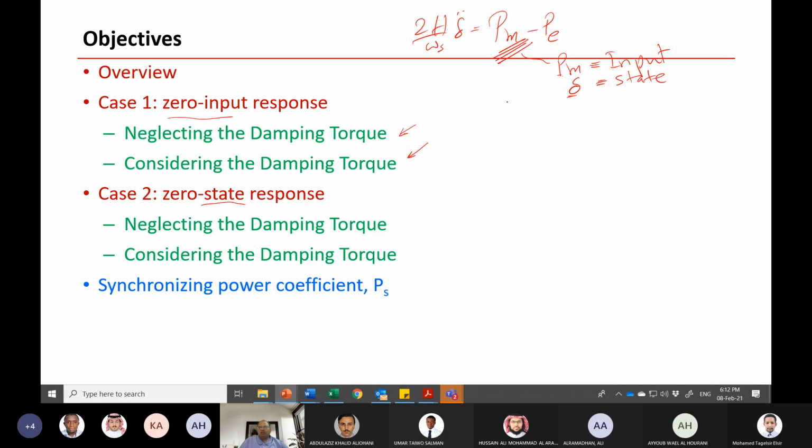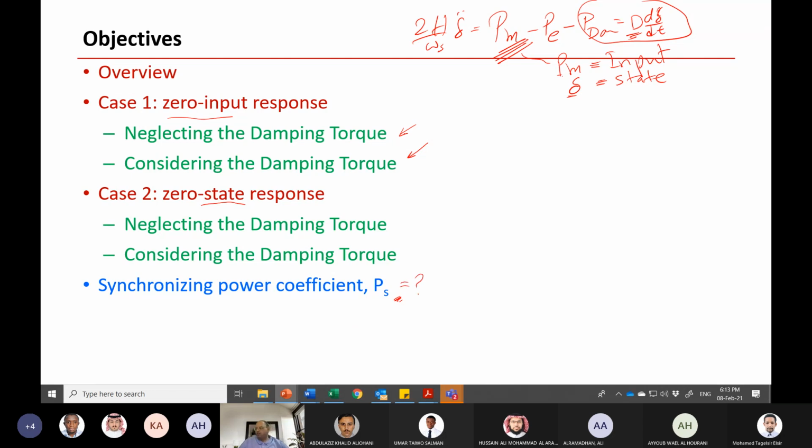We will neglect it in one case and consider it in the other. The damping torque is P damping or T damping, which is D d delta by dt, where D is the damping coefficient. In one case we do not consider the damping in the swing equation, and in the other case we will consider the damping in the swing equation. So both cases will be considered under zero input and zero state. We will define here what we call the synchronizing power coefficient, P_S. What is P_S?